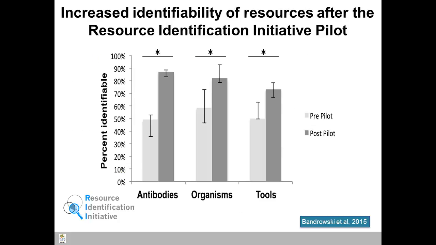So, the Resource Identification Initiative originally started out as a pilot. There were a number of examinations. There's a paper by Anita Bandrowski in 2015 that looked at pre- and post-pilot in terms of identifiability of various types of resources within the literature. And so, by tagging these resources with specific identifiers, it allows one to quickly go from publication to resource itself.